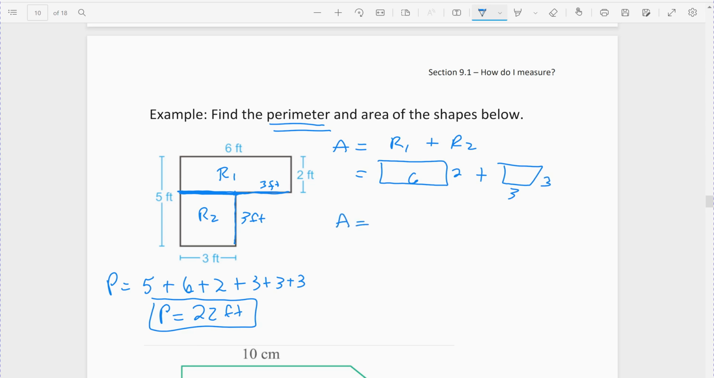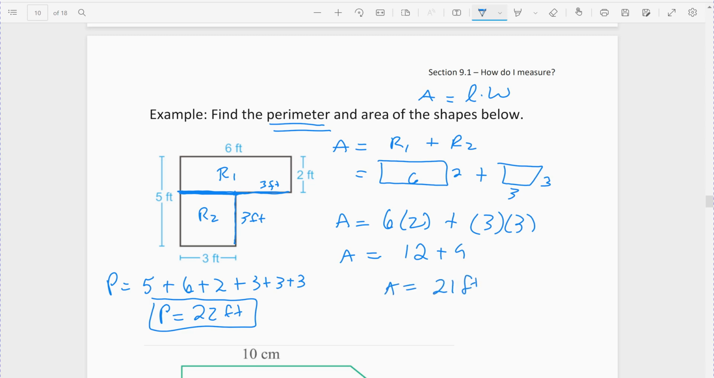And so when I find the area, I'm going to find the area of 2 rectangles, which, remember, area of a rectangle is length times width. In this case, the first rectangle's length is 6. Then the width is 2, so 6 times 2. And the other one, both the length and the width are 3, so 3 times 3. And so area is 12 plus 9, which comes out to be 21 feet squared.